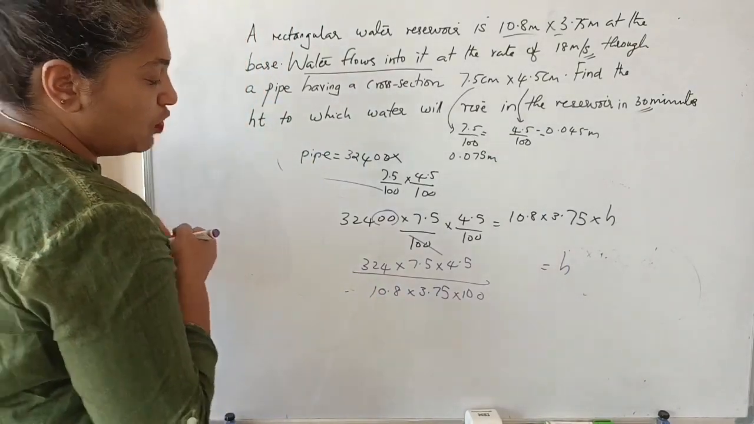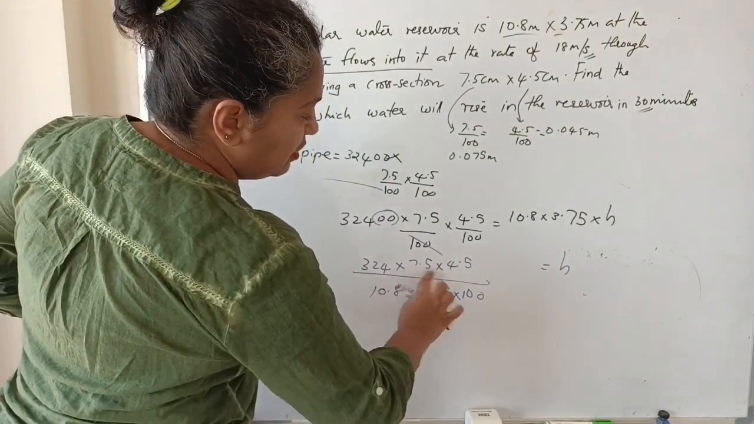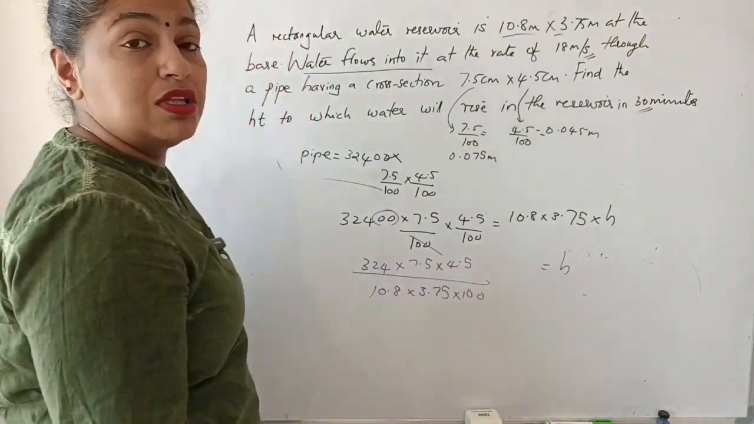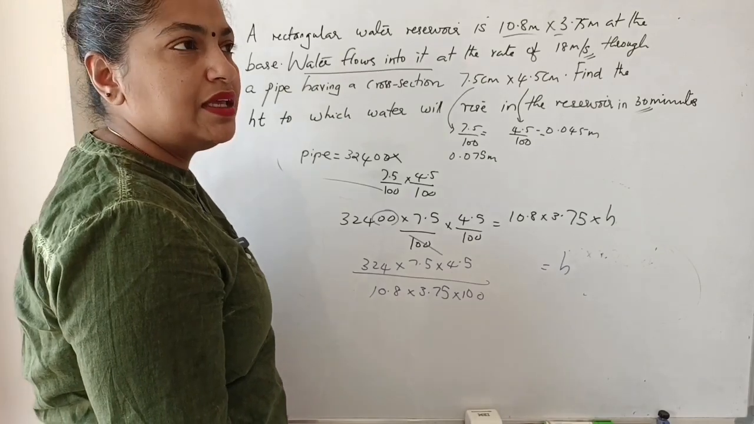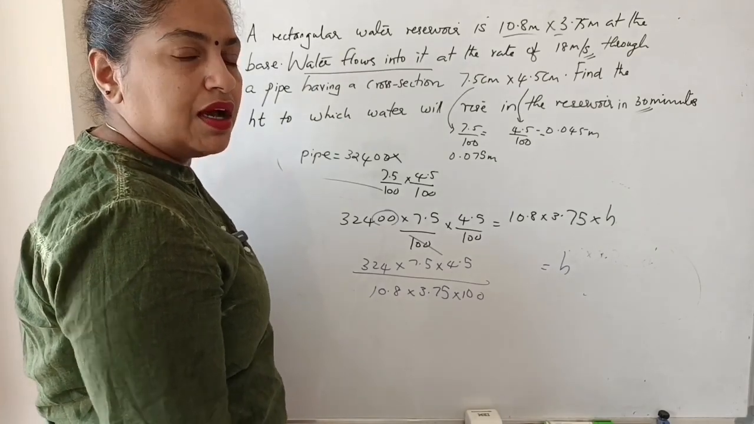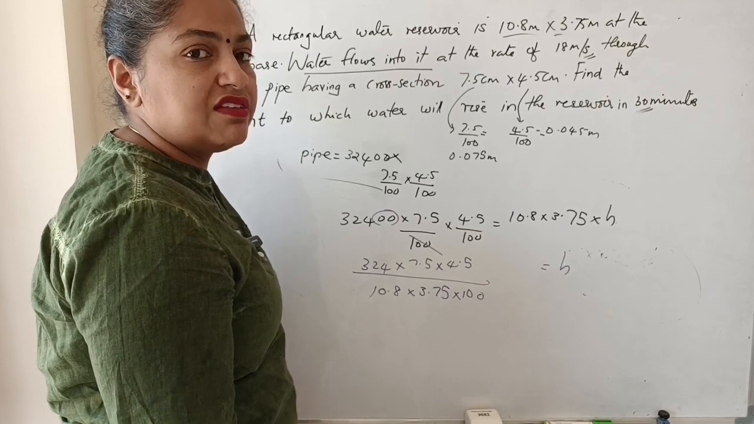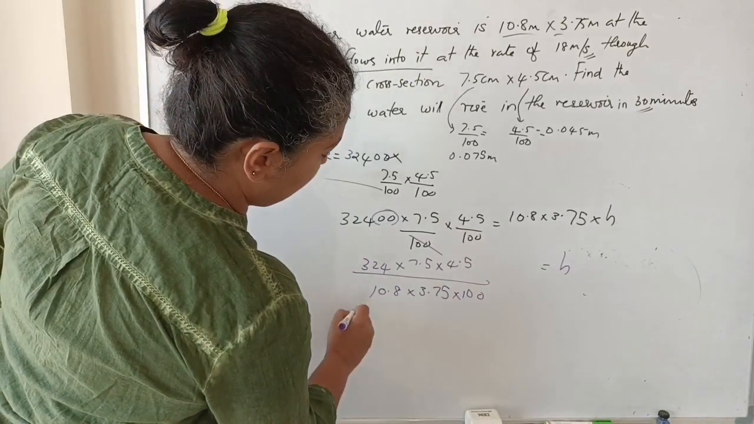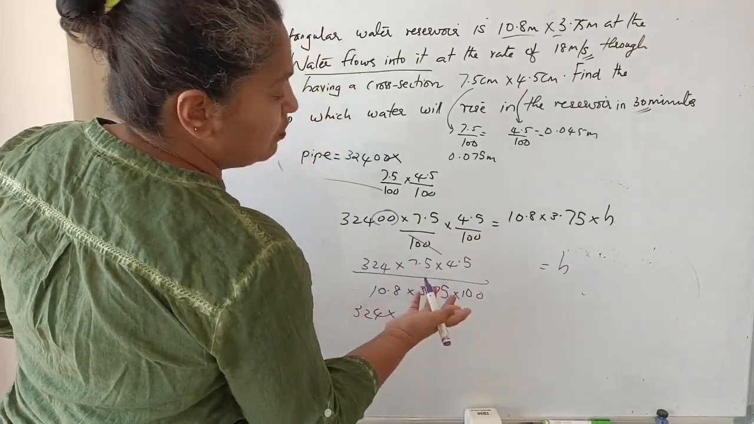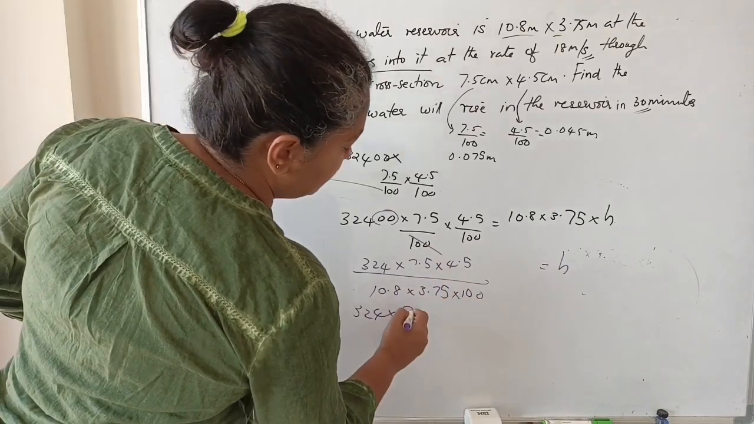Okay, so what I do is that I first of all convert all the decimals into proper numbers, because I really cannot work with the decimals. I have told you, I try to avoid decimals whenever possible. So what I do is that I multiply the numerator and the denominator by 100.